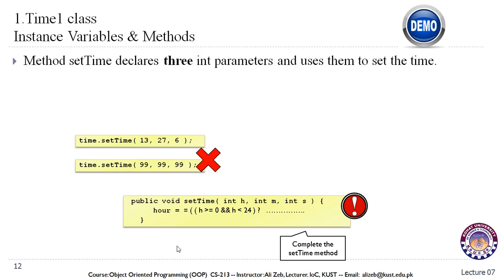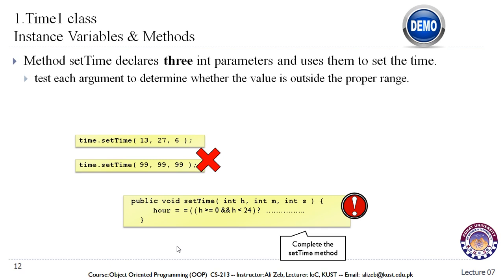The method setTime declares 3 int parameters and uses them to set the time. So we test each argument to determine whether the value is outside the proper range. We understand that the value for hours cannot be greater than 23. Similarly, we cannot have a value for an hour or a minute or a second less than 0. We need to make sure, before assigning these values to our variables, that we have valid values for these variables.